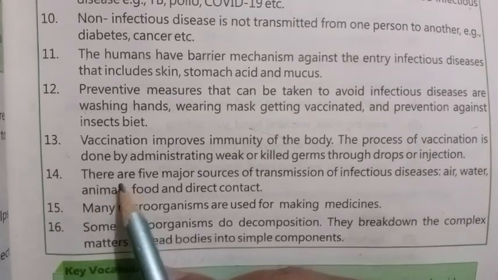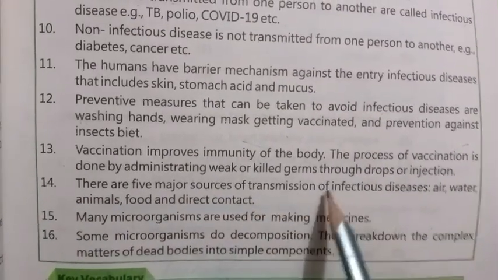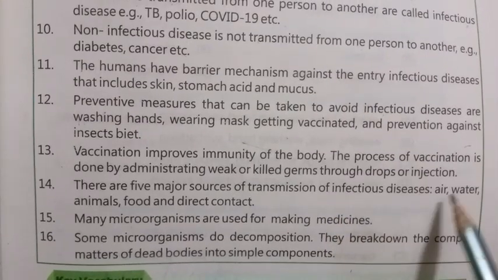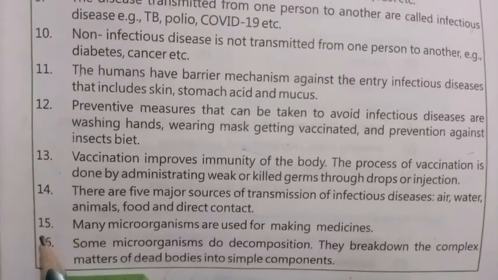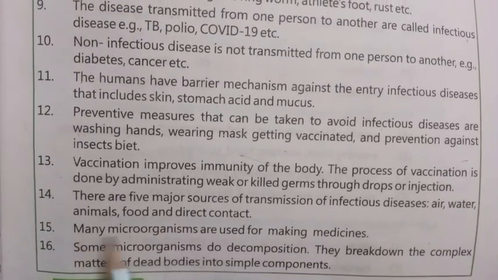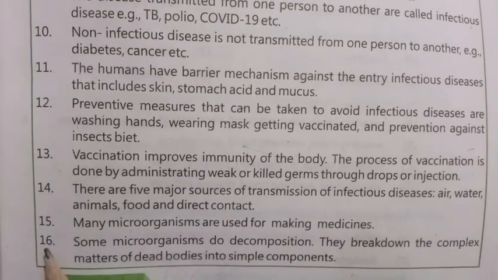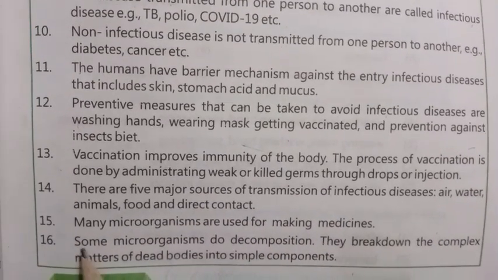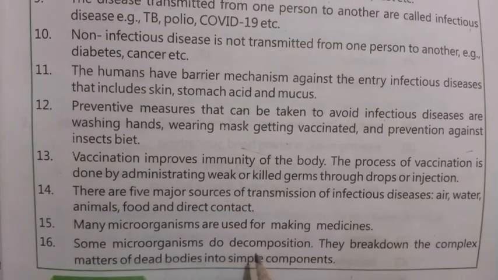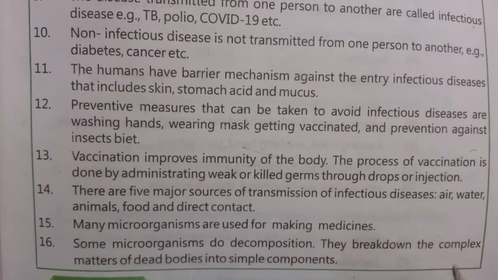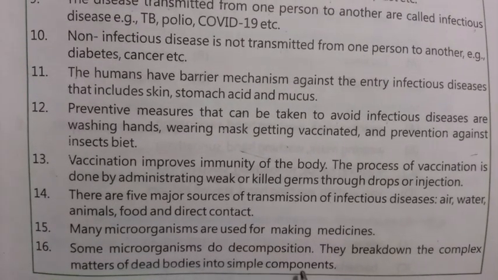Number 14. There are five major sources of transmission of infectious diseases: air, water, animals, food, and direct contact. Number 15. Many microorganisms are used for making medicines. Number 16. Some microorganisms do decomposition. They break down the complex matters of dead bodies into simple components.